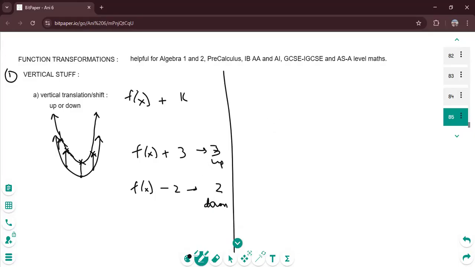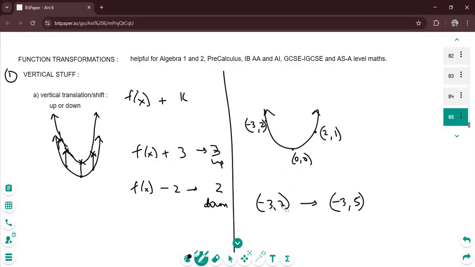So essentially, a graph that looks like this, let's say it's got a few points: 0, 0, a point 2, comma 1, and the point negative 3, comma 2. I've just taken a random graph and marked 3 different points on it. If I want to graph f of x plus 3, then all these points simply get shifted 3 units up. So negative 3, comma 2, shifted up by 3 units, becomes negative 3, comma 5, because the y coordinate alone gets added by 3. Similarly, the point 0, comma 0 becomes 0, comma 3, and the point 2, comma 1 becomes 2, comma 4.